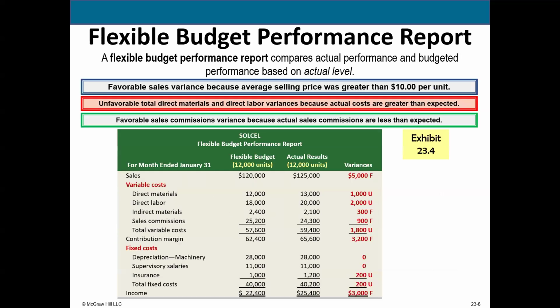Now, once we get our actual results, with the flexible budget we want to select the level of activity that is closest to the actual results. Because we want to be able to identify any variances that have occurred that we as managers can easily address. We can see where variances have occurred based off of the activity level.